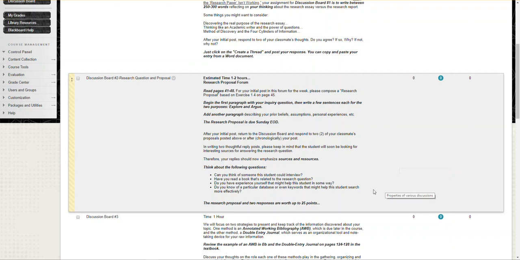After your initial post, return to the discussion board and respond to two of your classmates' posts, their proposals above or after your post chronologically. And in writing two thoughtful reply posts, please keep in mind that the student will soon be looking for interesting sources for answering the research question.